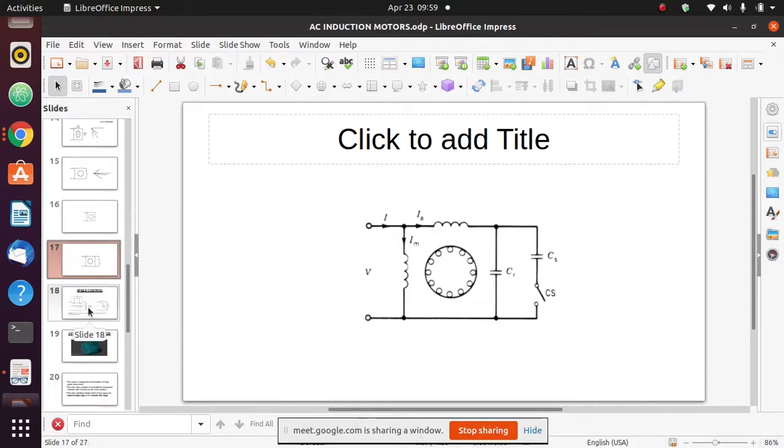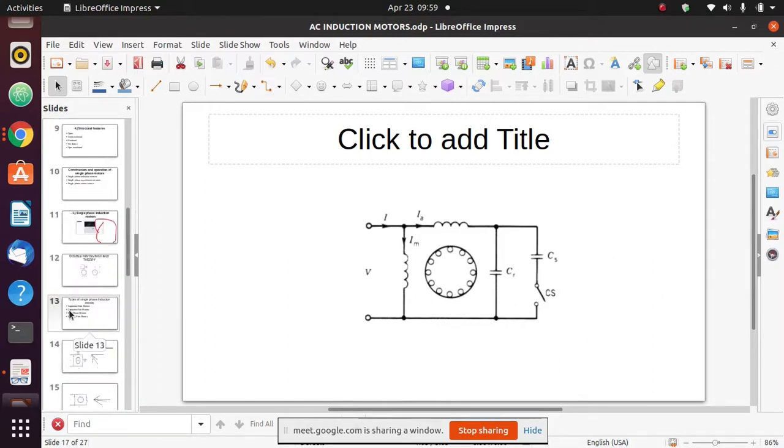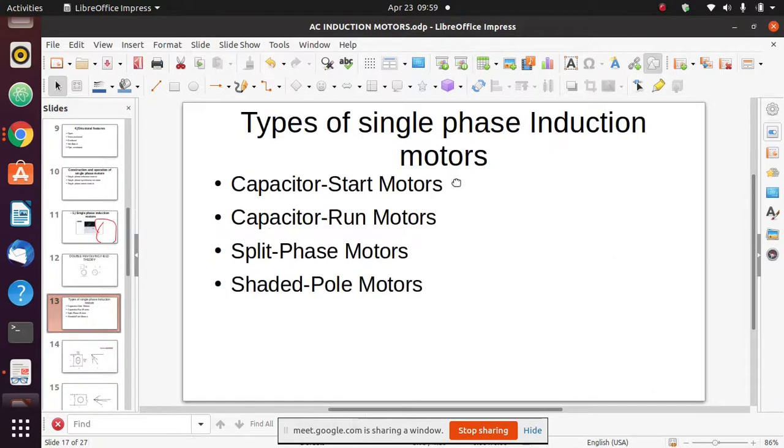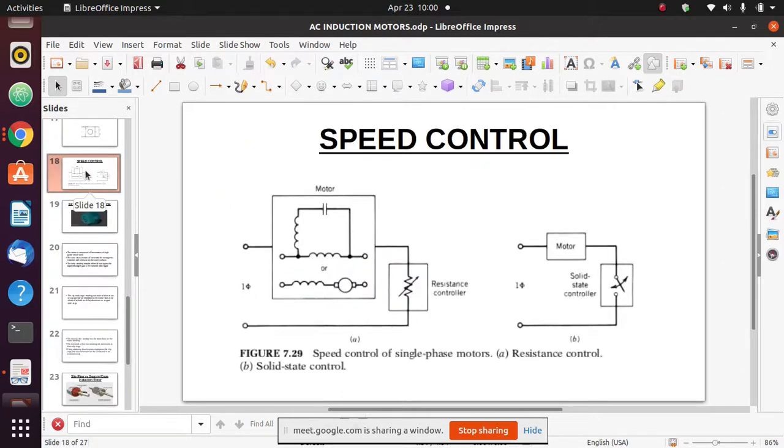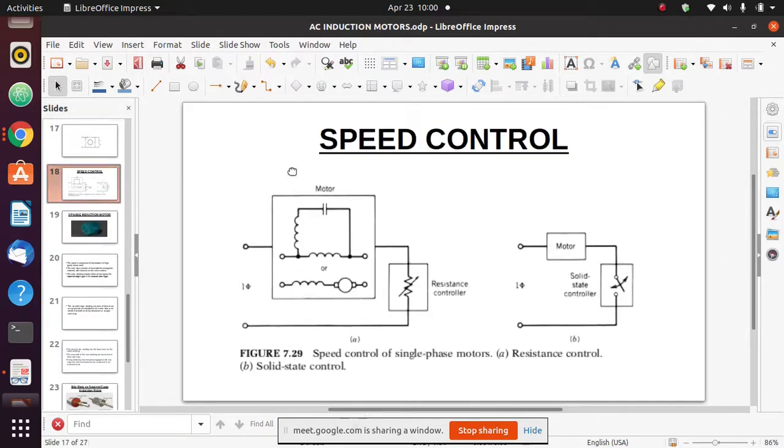Now, the shaded pole. I won't go into detail about these types of induction motors. I just wanted to mention them briefly so that you know we have different types of single phase induction motors. We have capacitor start, we have capacitor run, the split phase that we've been mentioning a lot, and we also have shaded pole single phase induction motors. Now, how do we control the speed of these motors?